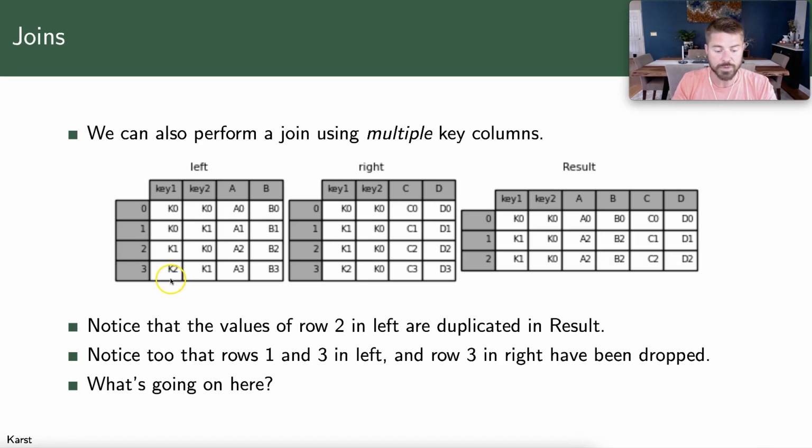And then we go down to the last one, K2, K1. Oh, nothing, K2, K0. So notice here in this particular type of join, we have drops. We can have unique matches like we did with K0, K0. We have drops like we did with K0, K1 and K2, K1. And we have duplicates where we have K1, K0 getting duplicated twice because it was contained twice in right.